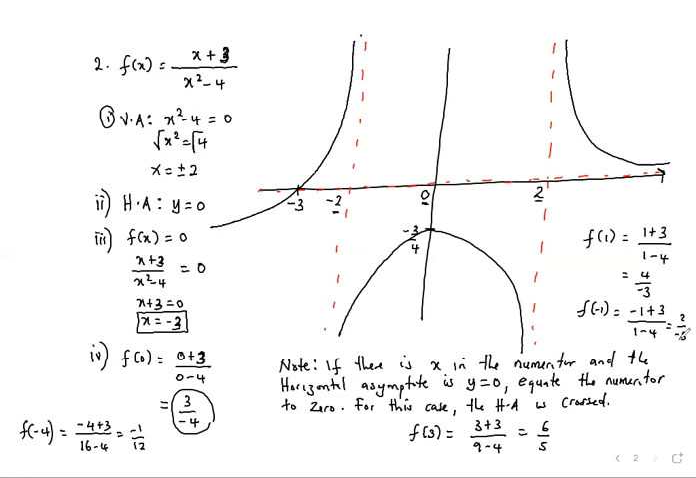So the concept here is you may meet something that needs to be factorized before you can see the vertical asymptote. Please feel free to factorize, find the asymptote, and also go up. Okay. Let's go to the third example.